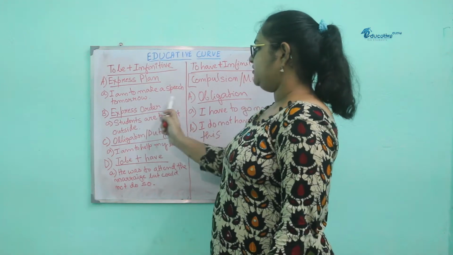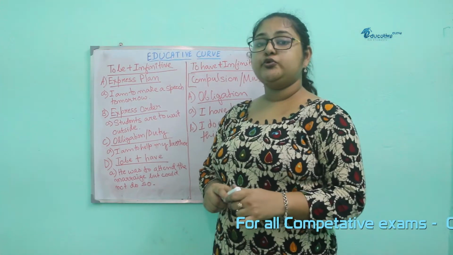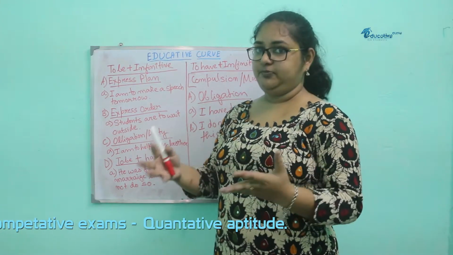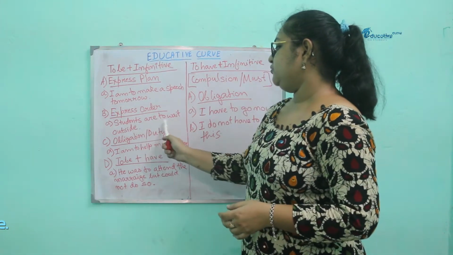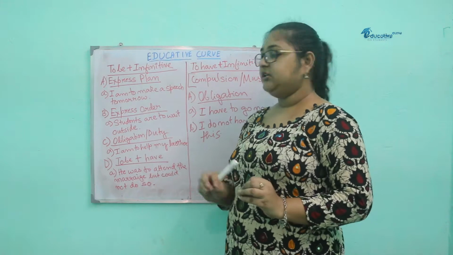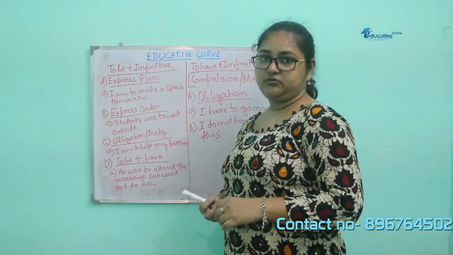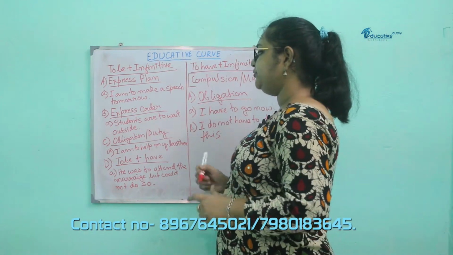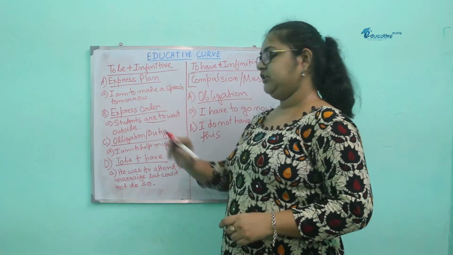So expressing the plan, let's see. I am to make a speech tomorrow. That means I am going to make a speech tomorrow. So it is my plan in the future to make a speech or to give a speech. Okay? Express order. Students are to wait outside. That means someone is ordering the students to wait outside and not come inside the school or any kind of buildings. Okay? So here we are using the are form of the be verb to express the order.